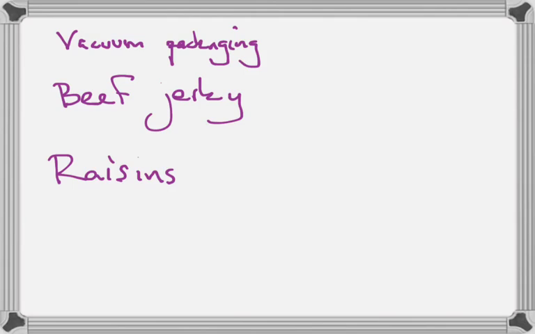Here are 3 more different terms. Vacuum packaging, beef jerky, raisins. What's the methodology being used for each of these to inhibit growth? So how about vacuum packaging?